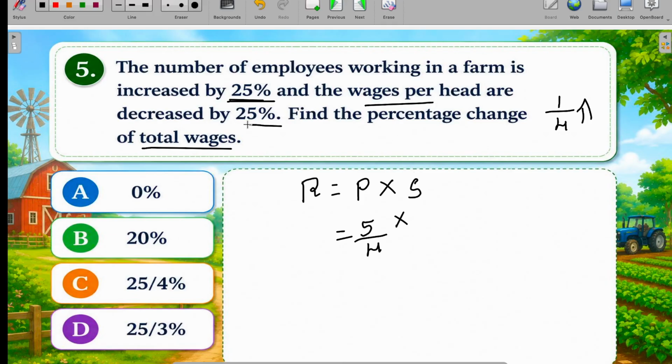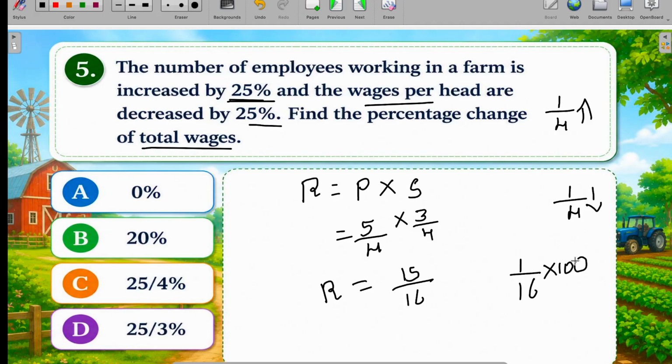Salary is decreased by 25 percent, that is 1 by 4. Decrease means you can write it like this, that is 3 by 4. One more method I will tell you, you can do it easily also, that is 5 3s are 15, 4 4s are 16. This is the revenue change. So initially revenue 16, now it becomes 15, that is 1 by 16 into 100, 25 by 4. So your answer will be 25 by 4 or 6.25 percent. Both are same.